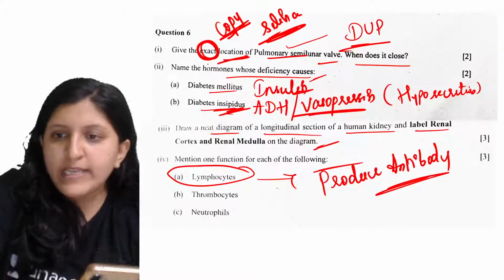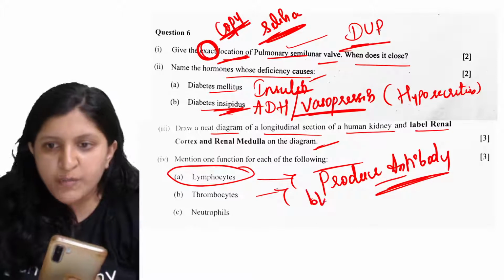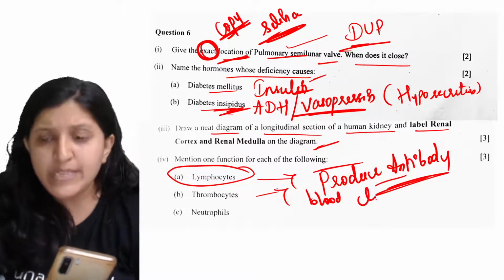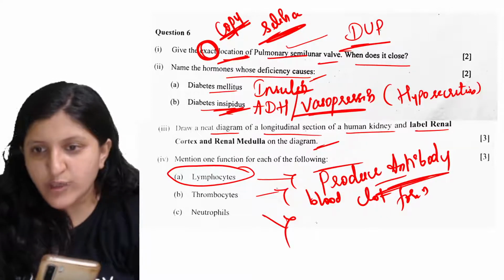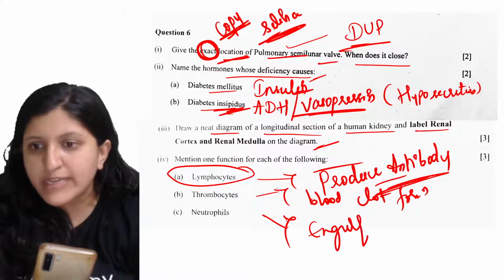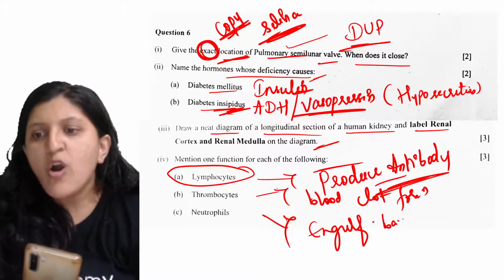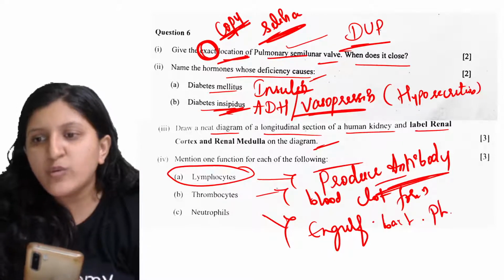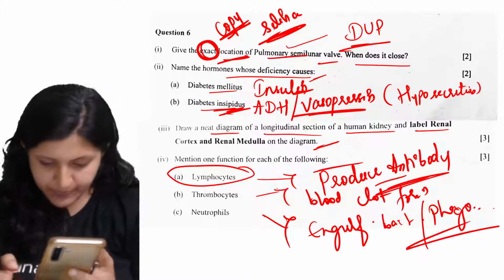Lymphocyte: produce antibody. Thrombocyte: helps in blood clot formation. That's right. Neutrophil is phagocytosis, that is the engulfing of a bacteria. You can just write engulfing a pathogen, or you can just write phagocytosis. That is also fine. Any of these is fine.